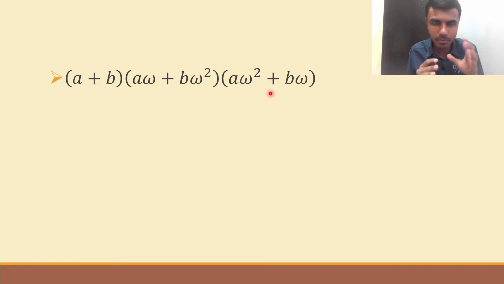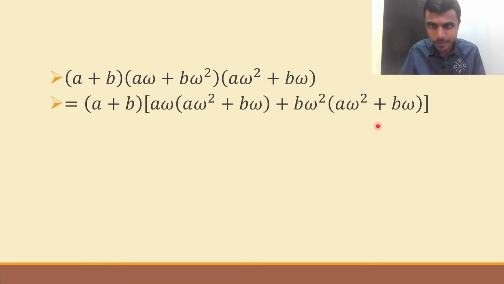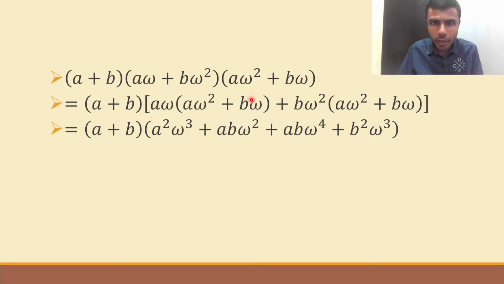Very simple multiplication. First, a omega into this bracket plus b omega square into this bracket. Very simple basic expansion. Now next, a omega into a omega square. So a into a is a square, omega into omega square is omega cube. Likewise, a omega into b omega, so ab, omega and omega, so omega square.